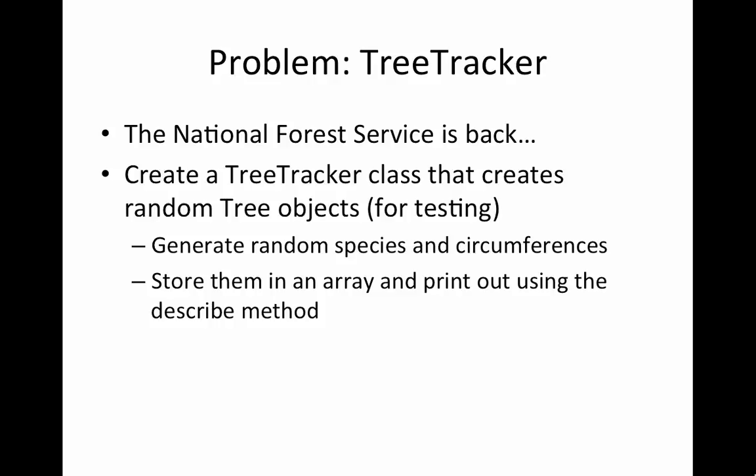How can we do that? Well, this is one way we can do it. Think of 4 kinds of trees you like, and then every time you create a tree, select the species randomly from those 4. Now, after we have created our trees, we want to store them in an array and print out the information using the describe method.